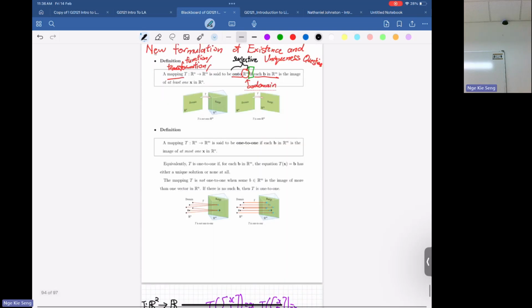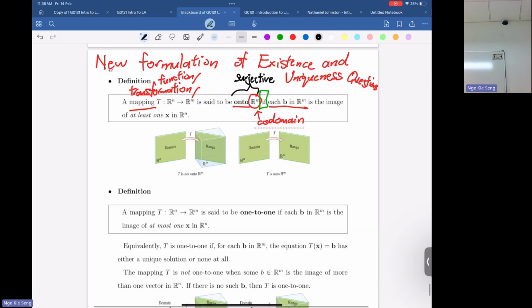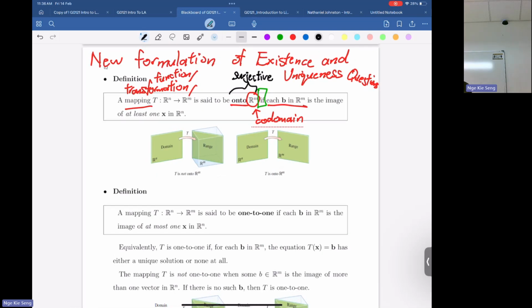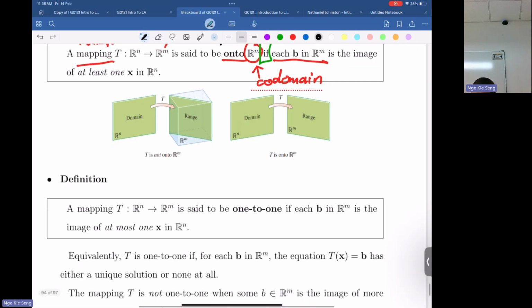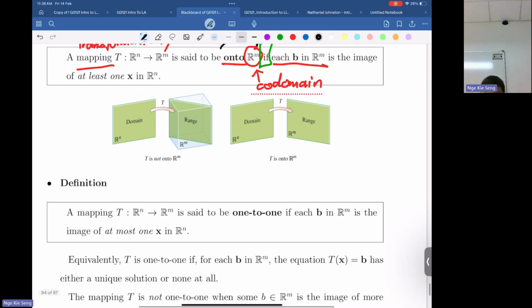So we talked about onto here. How about one-to-one? One-to-one is that for everything inside your codomain, there's at most one x that maps to it, such that Tx equals that element. So this is one-to-one.